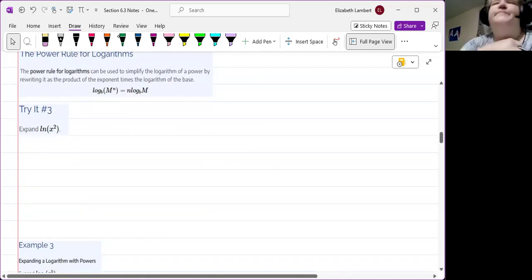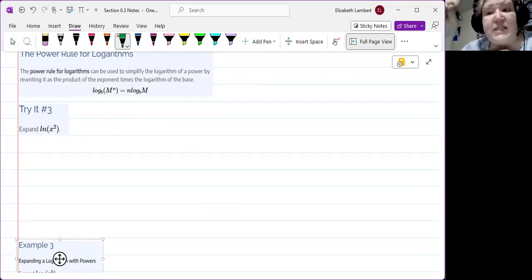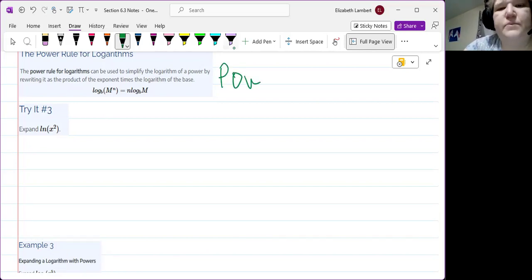Now, power rule. This is what logs were designed for. This is what they do. Whenever we have log base anything reasonable of m raised to a power, the log takes that power and pulls it down in front of it as a coefficient, something being multiplied in front. So I call this the power down, because it brings the power down.